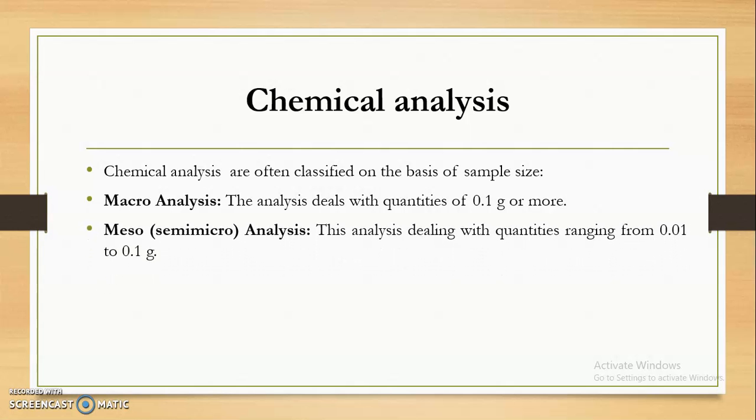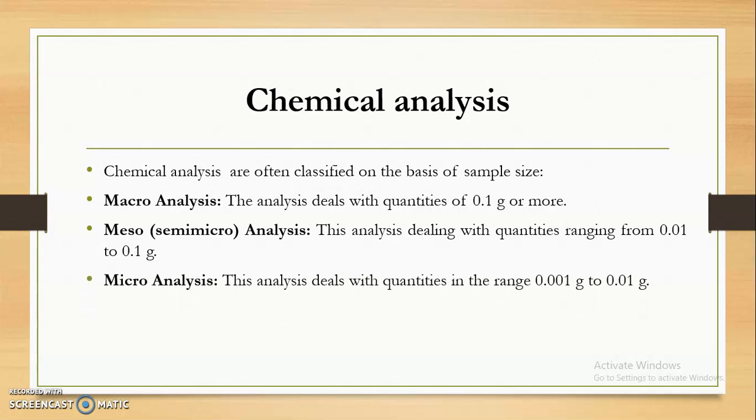Then meso analysis, which is also known as semi-micro analysis. This analysis deals with quantities ranging from 0.01 gram to 0.1 gram. Now you should be able to convert 0.1 gram into milligram. 0.1 gram is equal to 100 milligram. Then micro analysis. This analysis deals with quantities in a range of 0.001 gram to 0.01 gram.